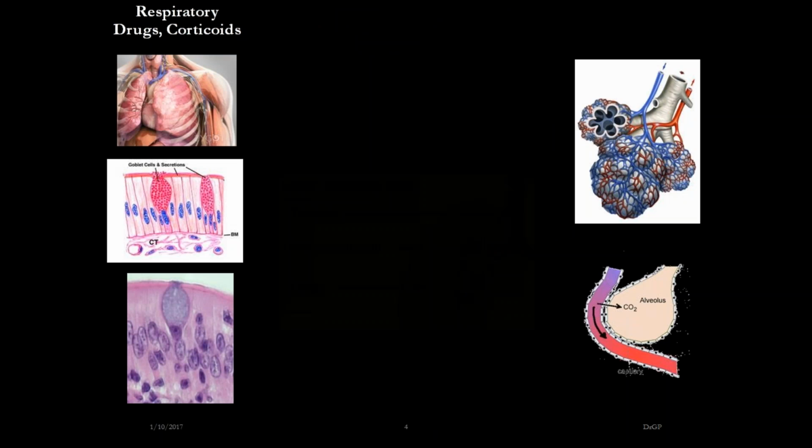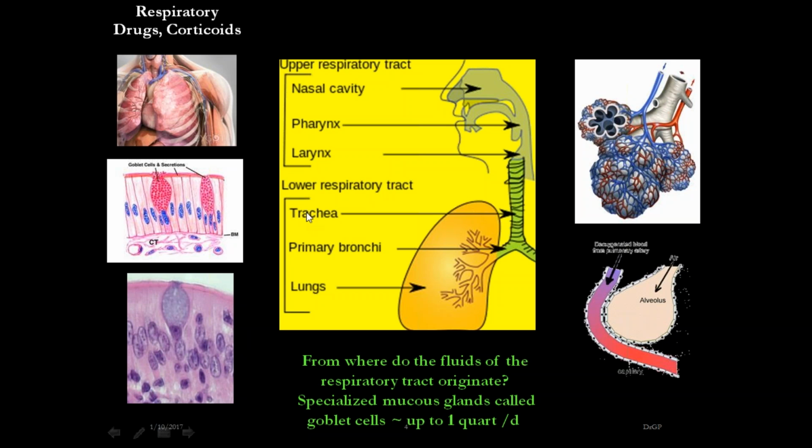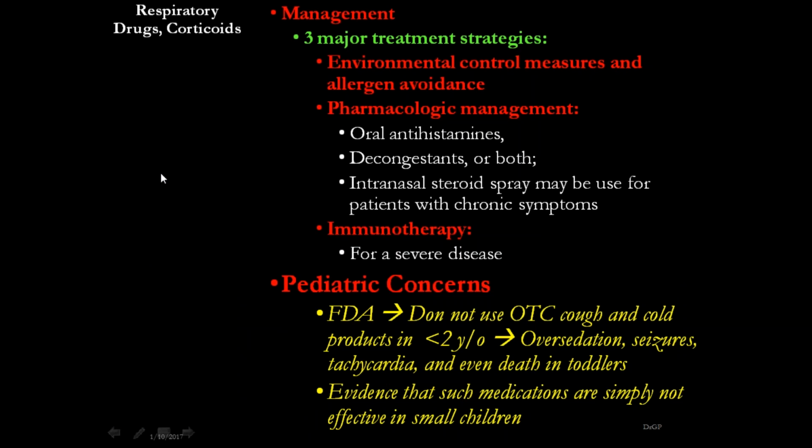All right, so let's start talking about the upper and lower respiratory tract. Very simple. What we need to remember is that the epithelium of the respiratory tract, coming from the trachea and the bronchi, has mucus. This mucus comes from the goblet cells. Believe it or not, the NCLEX always asks about the goblet cells. That is where all the secretions of the respiratory tract come from.